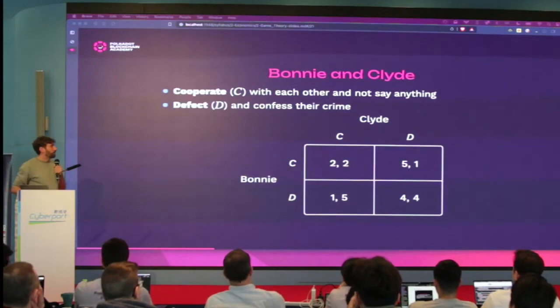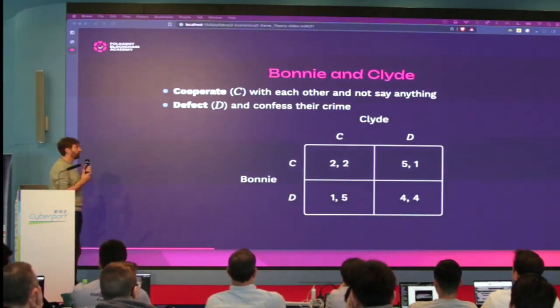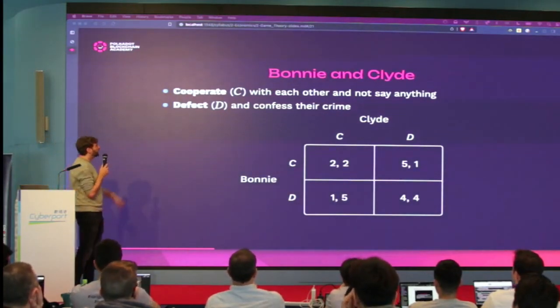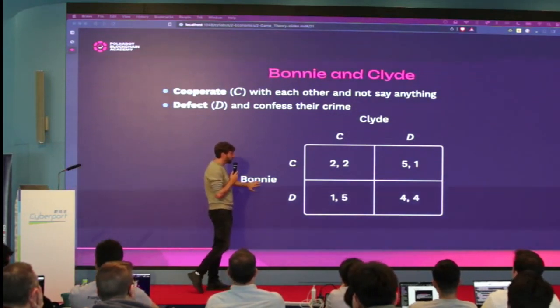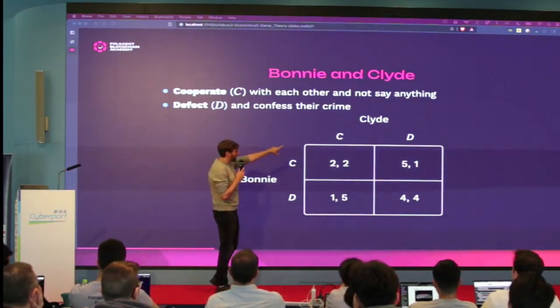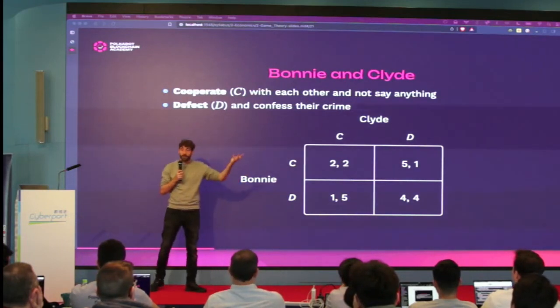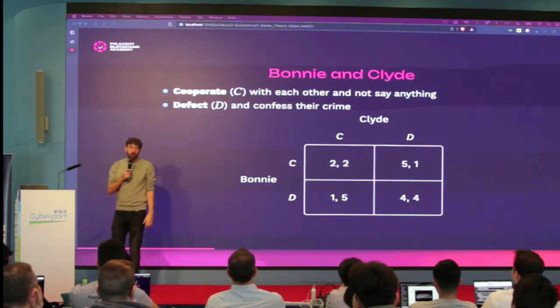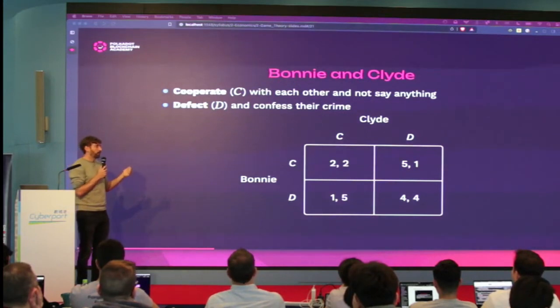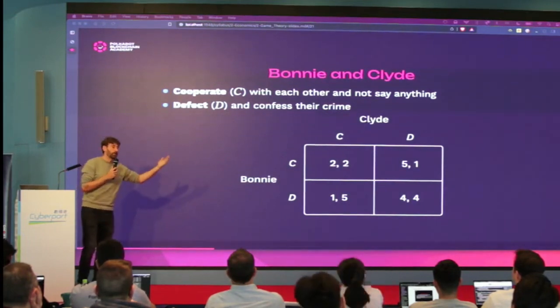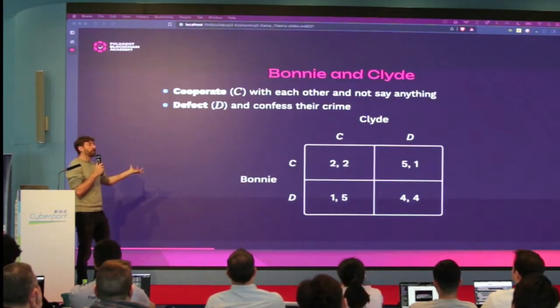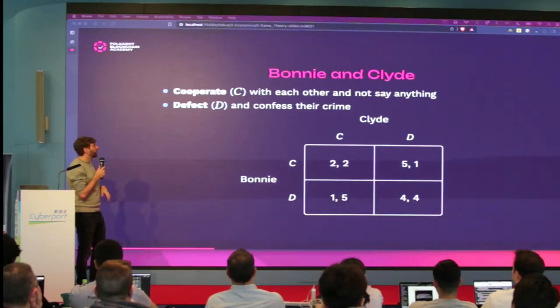And here's basically this kind of game in a matrix form. On here we see Bonnie, and there we see Clyde, and both of them, in this very simplified assumption, have 2 options. They can either cooperate with each other and not say anything, or they can confess their crimes and basically defect on the other one, right? Because they would say, no, we did it together.